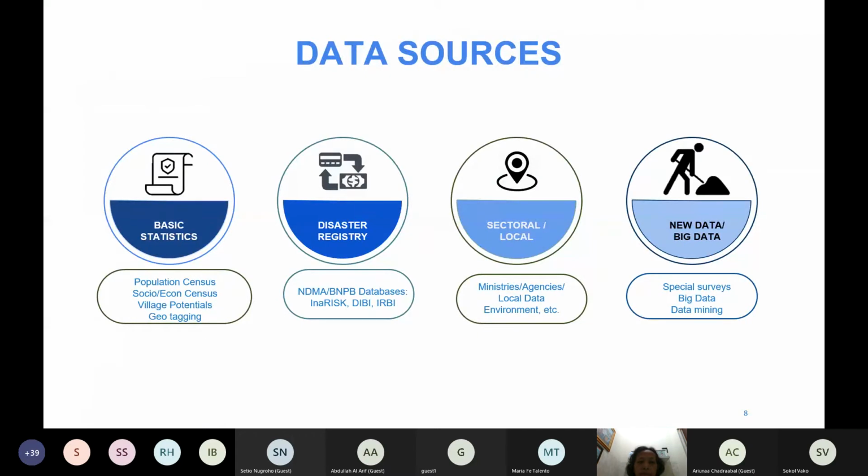For the data itself, we have four data sources. The first is the basic statistic. It will be supplied by BPS as the National Statistics Office. It includes the population census, socioeconomic census, village potential census, and we also already produced the geotagging for the infrastructure in all parts of Indonesia.